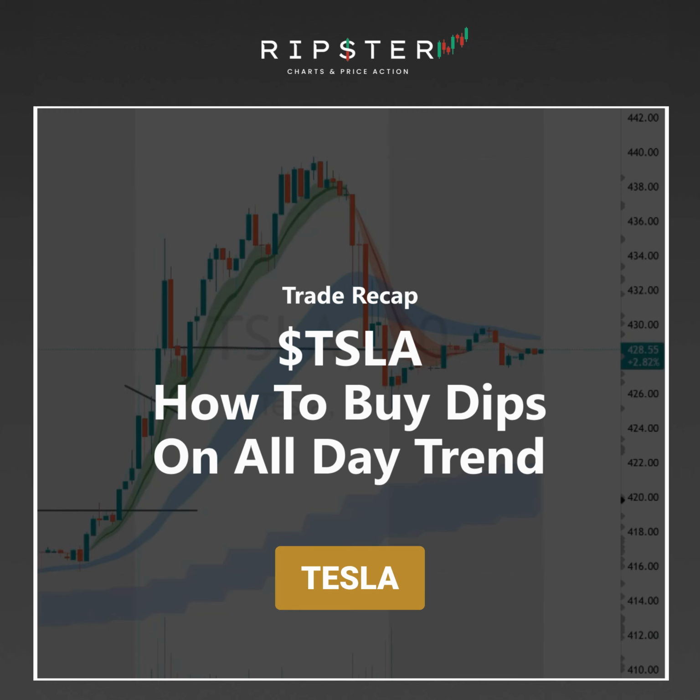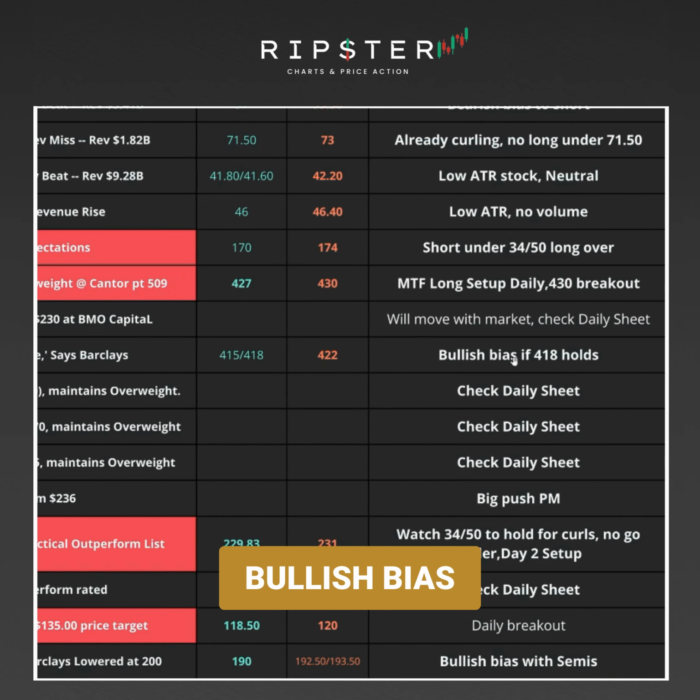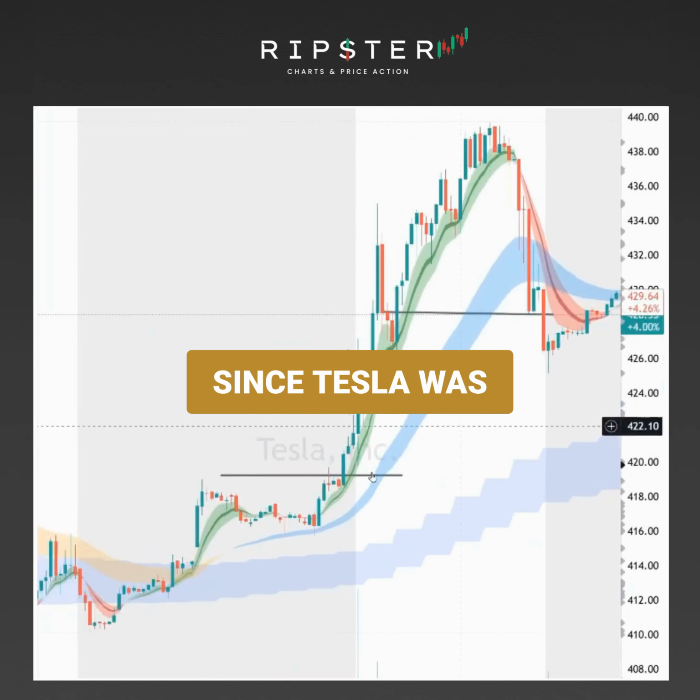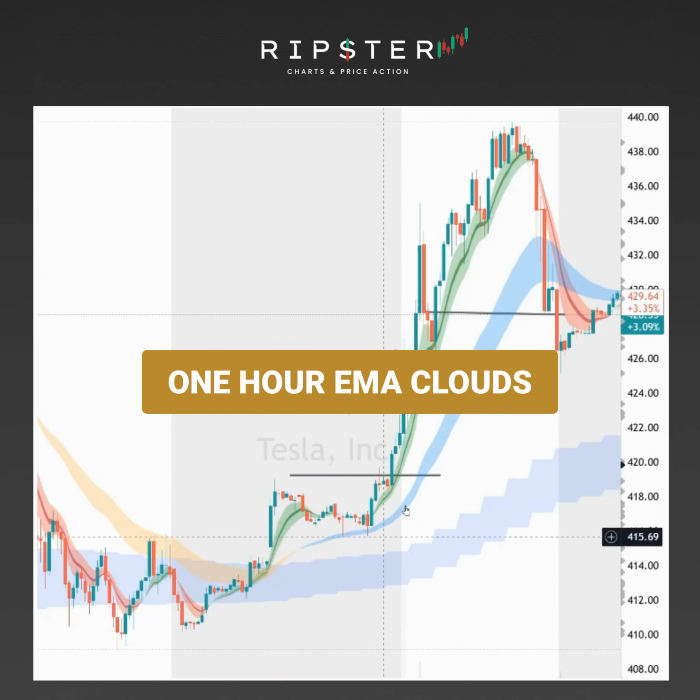Biggest trade of the day, Tesla. Clear plan on the Tesla in the pre-market game plan. Bullish bias if 418 holds. 415, 418, 422, those were two levels. Since Tesla was gapping up, the 1 hour chart was bullish, the 1 hour EMA clouds were bullish.